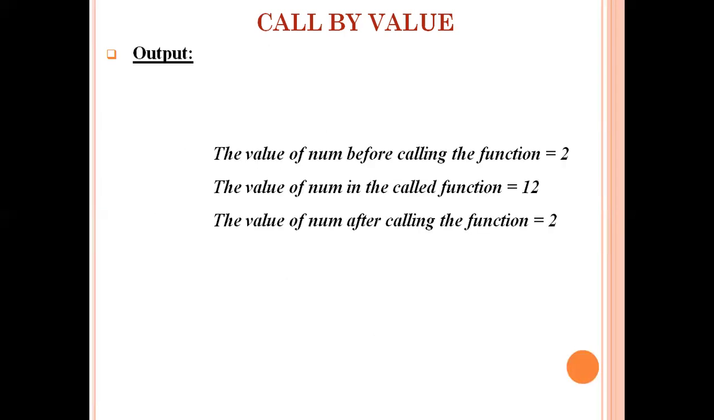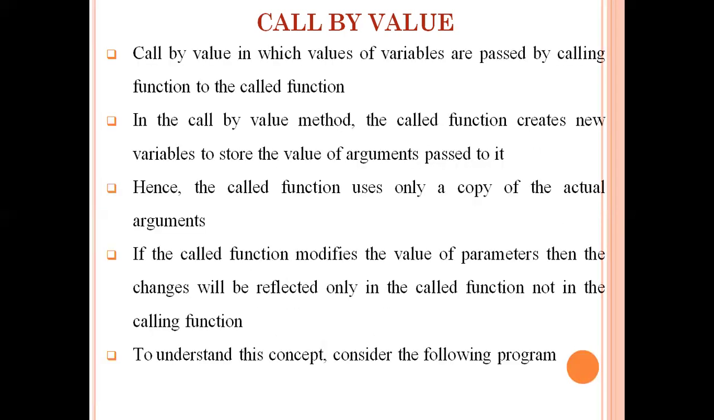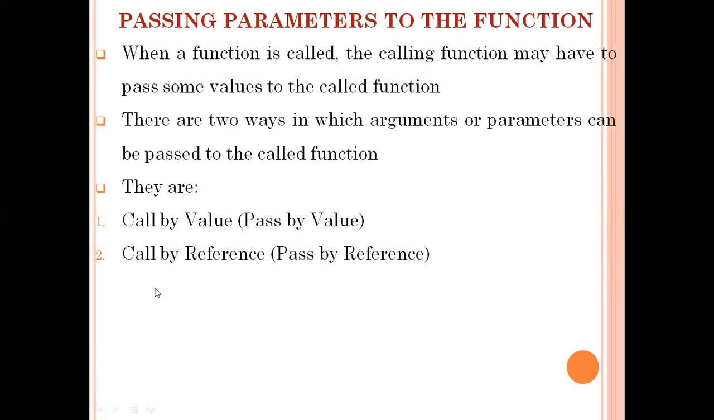What is the second method to pass arguments to a called function? Call by reference, also known as pass by reference. In the previous case, we passed the value of the variable. In this case, we are going to pass the reference of the variables to the called function. Reference in the sense address of memory location. So the addresses of the variables are going to be passed to the called function by the calling function instead of values.